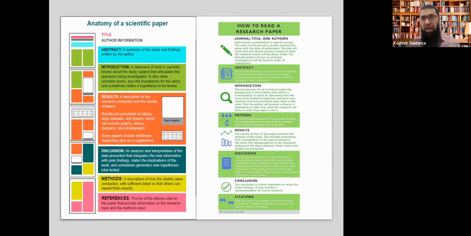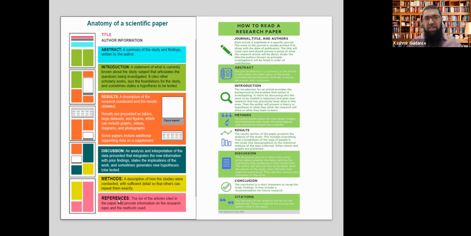If it is matching, okay. If it is not matching, you will give the reasons. Similarly, as I told you, methods. The method is a description of how the studies were conducted with sufficient details so that others can repeat the methodology or the whole experiment as such.